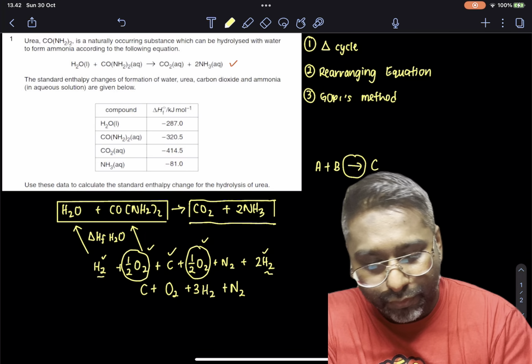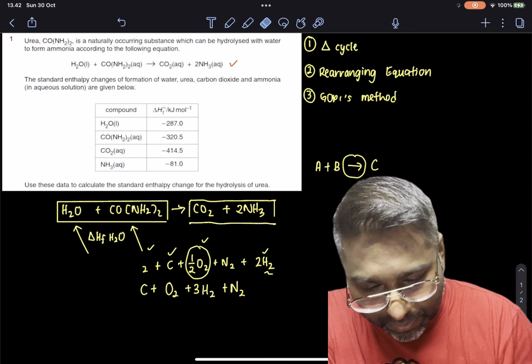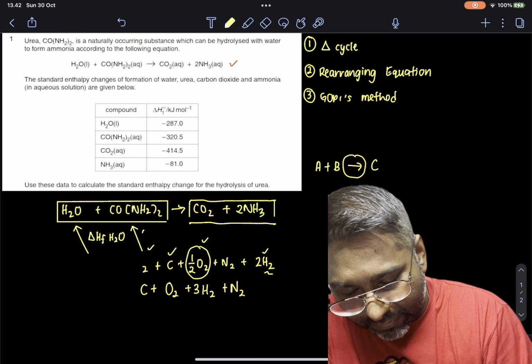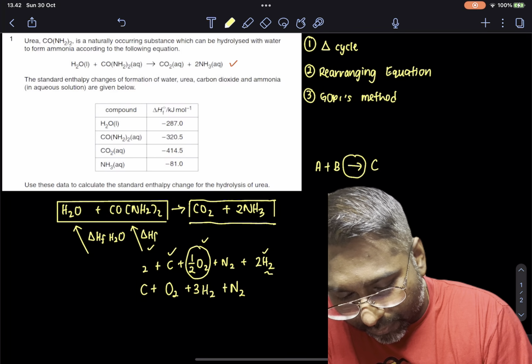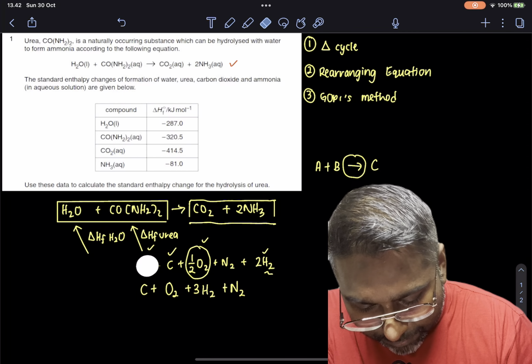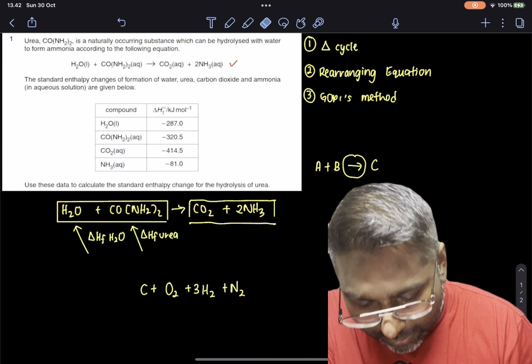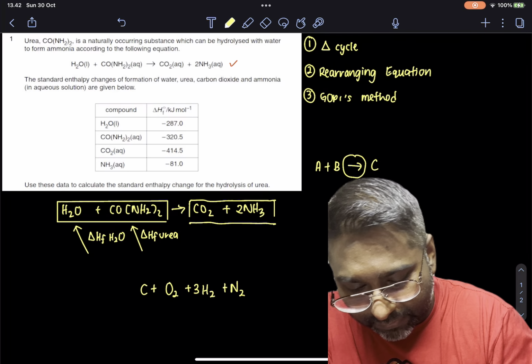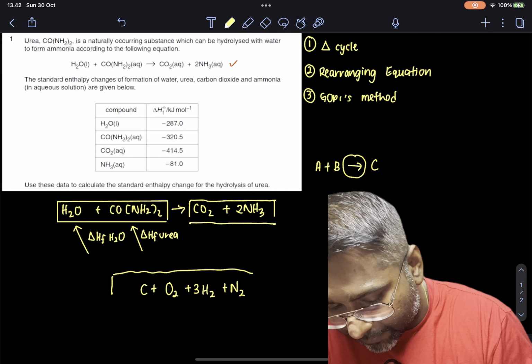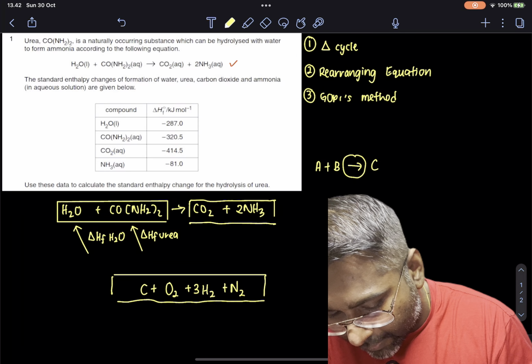So what I can do over here is clear this off, but do remember, before I clear everything off, this is going to be the enthalpy change of formation of urea. So I erase this part first, and I can put this as our new box. So I just put this as our new box.